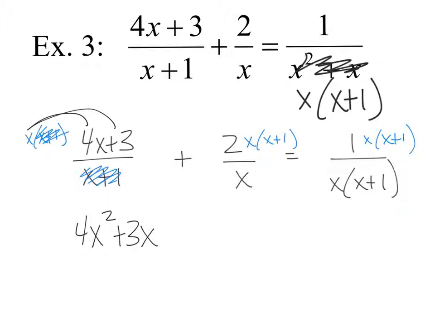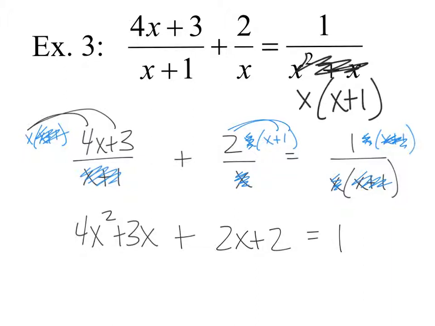And again, no denominator. That is the whole purpose. We want to get rid of those fractions as fast as possible. Here, this x and this x cancel. And I'm going to distribute my 2 as well, so I'm going to get plus 2x plus 2. And then on this side, my x is gone, and my x plus 1 is gone. So I just have equals 1 on this side.